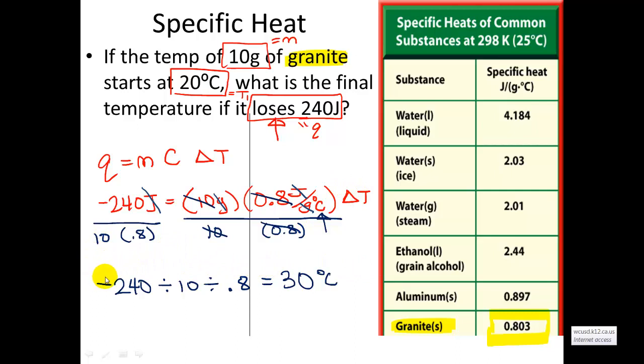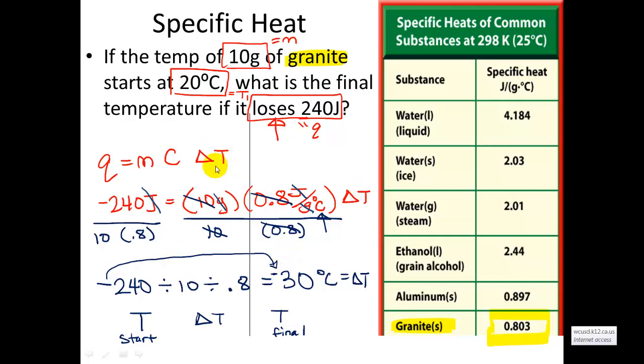But we forgot something. We have a negative thing here. So it's actually a negative 30 degrees Celsius, and this is my delta T. So the question asks, what is the final temperature? We still need to solve for that. The way this works is you take your starting temperature, let's call this T start, and it undergoes a delta, and then it becomes something called a T final.